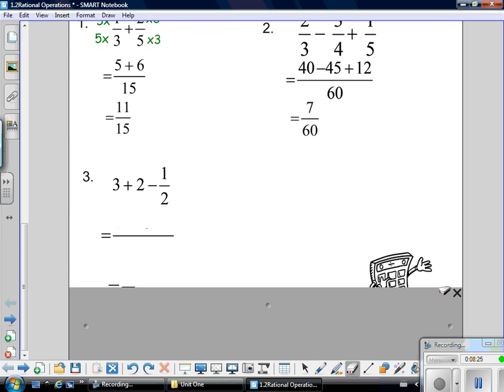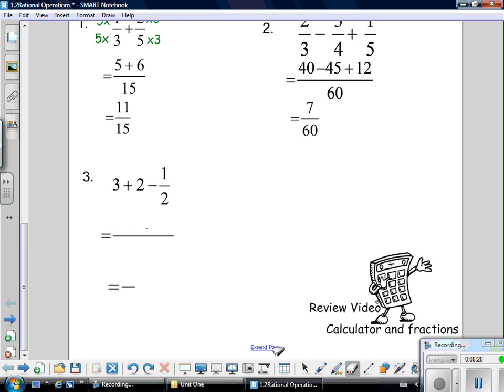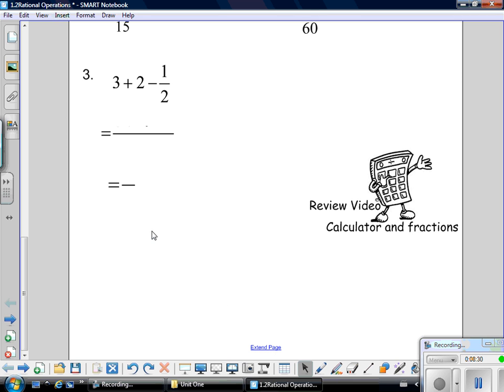Okay, this time what we have is a 3 plus 2 minus a half. Now you can see that the first two numbers are whole numbers. However, I can write them as fractions, and the way I can do that is I can put them both over 1. When I put them both over 1, they are now all in fractional form. So what's a common denominator between 1 and 2? Well, obviously the number 2. So my common denominator is going to be 2.